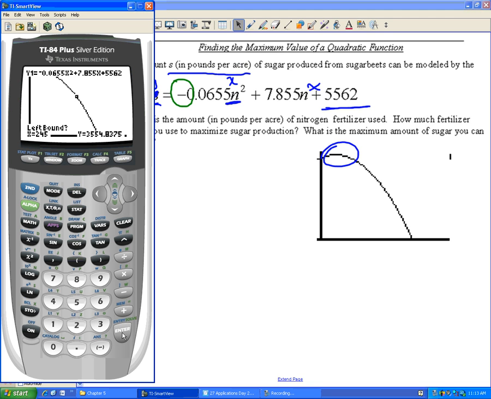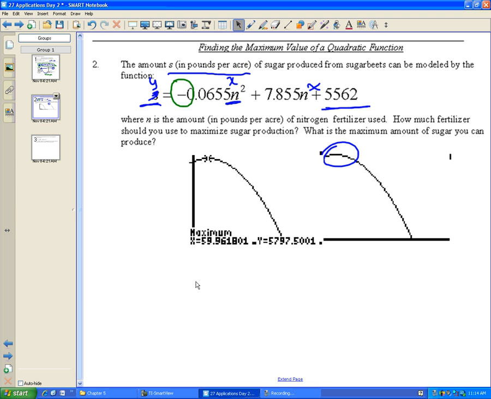My left bound, I need to be to the left of my maximum, so I'm going to left arrow over till I'm to the left of it. I'm going to hit enter. I'm going to arrow over till I'm right of that maximum. I'm going to hit enter again. And it tells me that I have a maximum of x equals 59.96 and a y of 5,797.50. Well, what is that telling me?